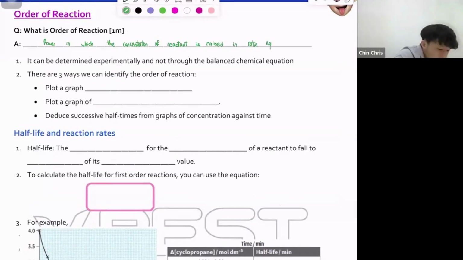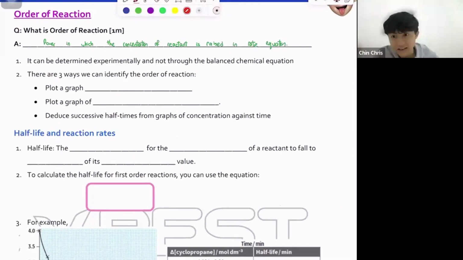Some of you are having P5 tomorrow. Good job, good luck. We have done enough P5 already. Hopefully you're able to do some of the P5.